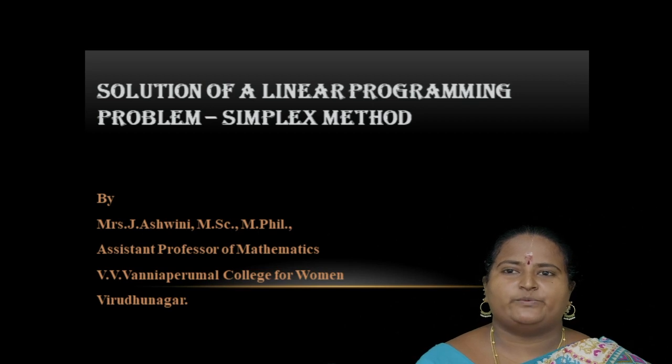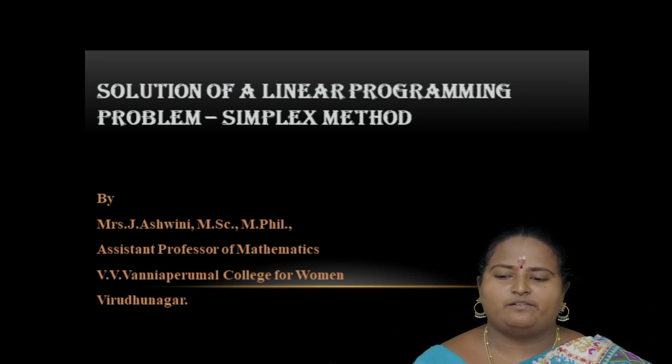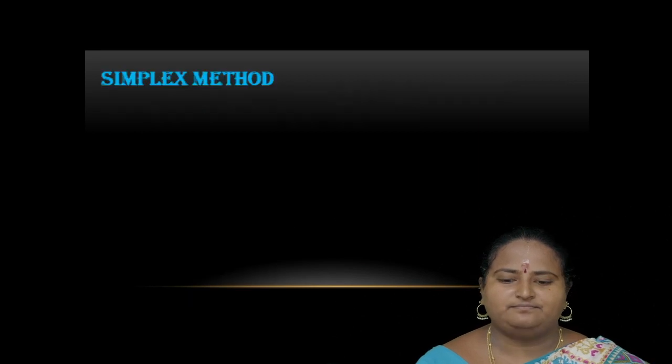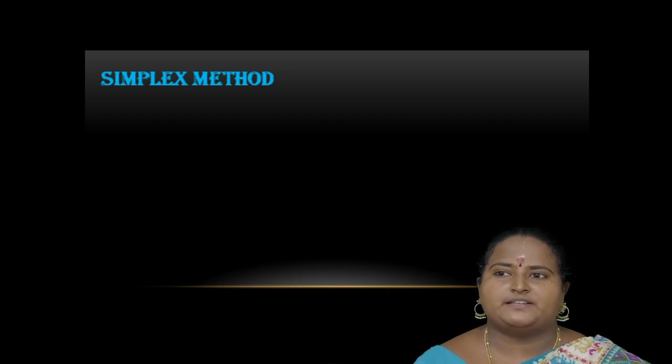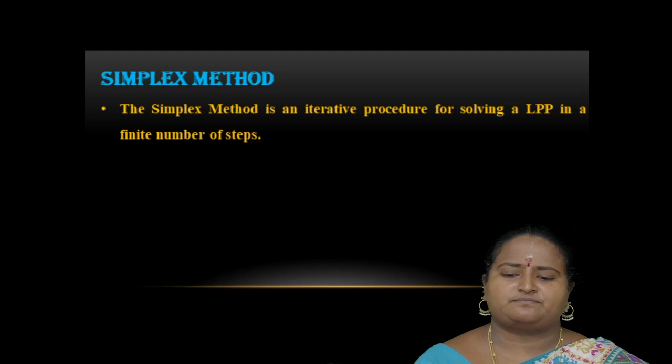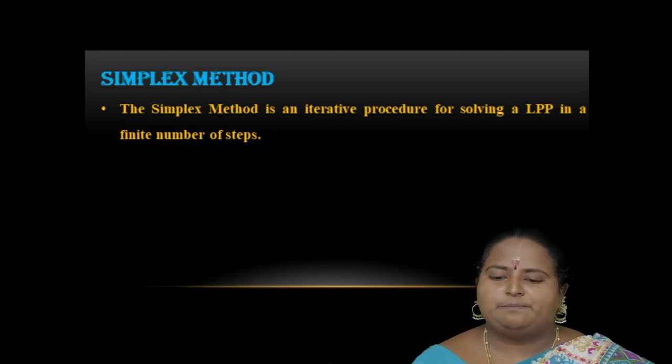In this video, we are going to learn how to solve a linear programming problem using Simplex method. First, we see what is a Simplex method. A Simplex method is nothing but a method which is used to solve a linear programming problem involving more than two decision variables. That is, the Simplex method is an iterative procedure for solving a linear programming problem in a finite number of steps.